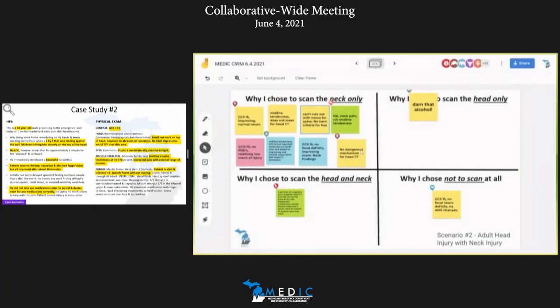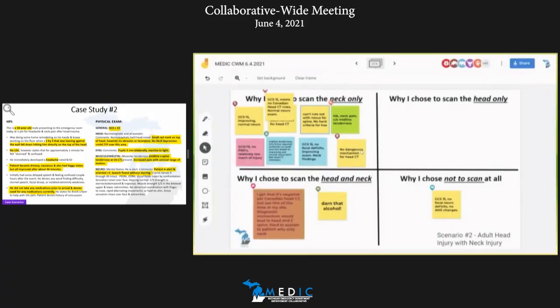See? Darn it. Can Megan or Annie, can one of you read that green one on the lower left, just to see? It looks extensive, and I'm sure there's great reasoning in there. So that one says: I get that it's negative per Canadian head CT, but this is all the time at my site. Diagnostic momentum would lead to head and C-spine. Hard to explain to the patient why only neck. Sure. Yeah.